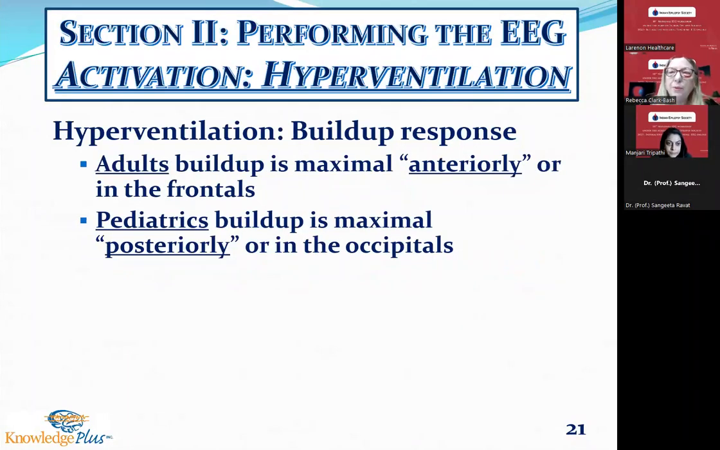So a good way to remember where the predominance is: if it's an adult, it is maximal in amplitude over the anterior head region. So adults, anterior. Pediatrics are dominant with the slowing posteriorly.